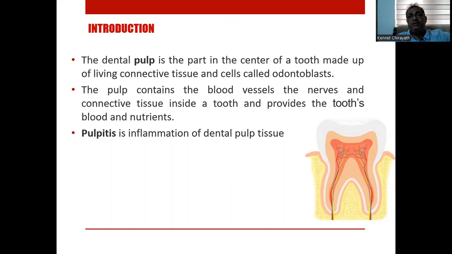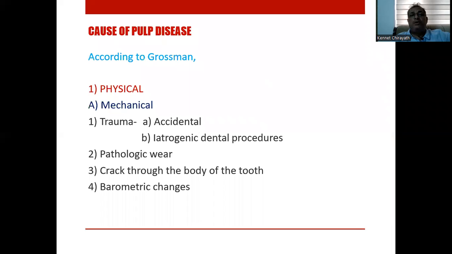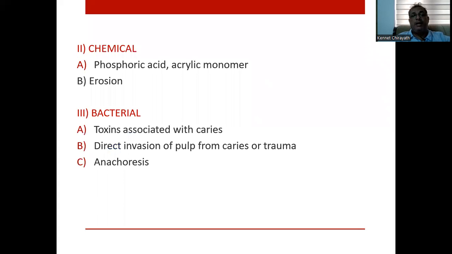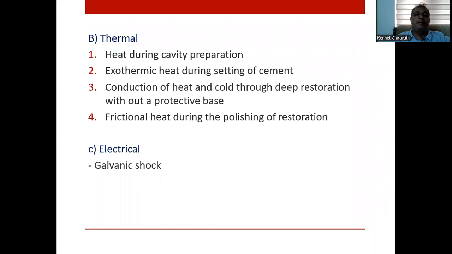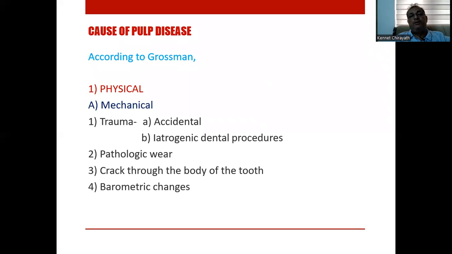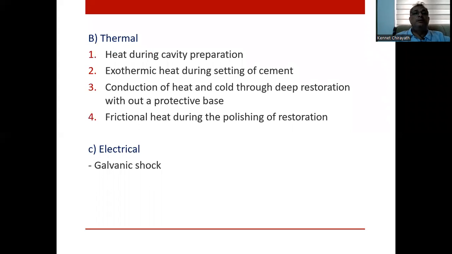Okay, so pulpitis means inflammation of the pulp. So we are going to discuss the causes of pulpal disease. According to Grossman, it is broadly divided into physical, chemical, and bacterial. The physical causes are mechanical, thermal, and electrical.